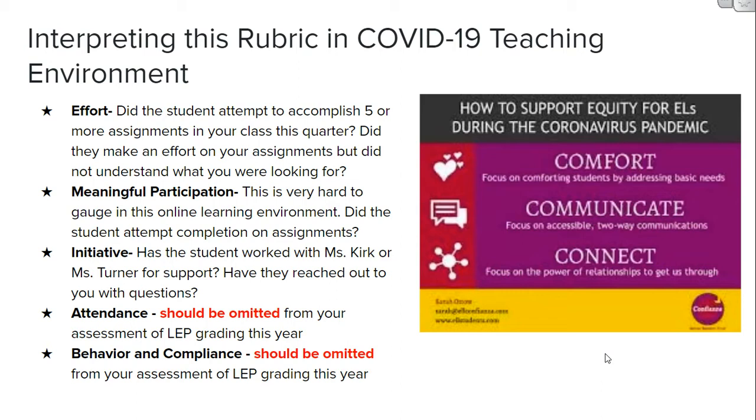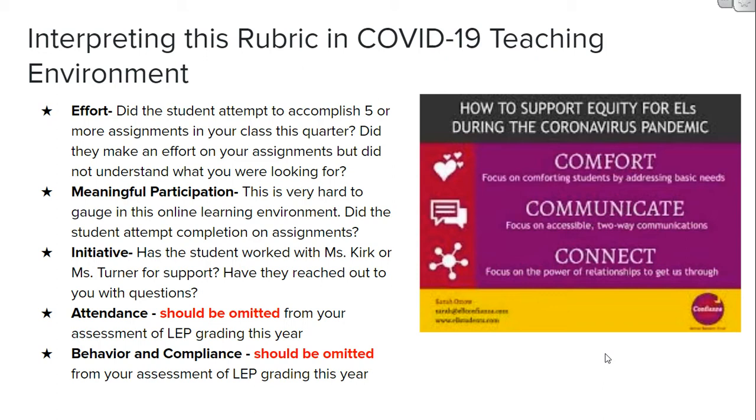So again, for this rubric this year, when you're looking at quarter one grades, omit the attendance portion and omit the behavior and compliance portion, since you're not able to assess it accurately this year when they're not in person.